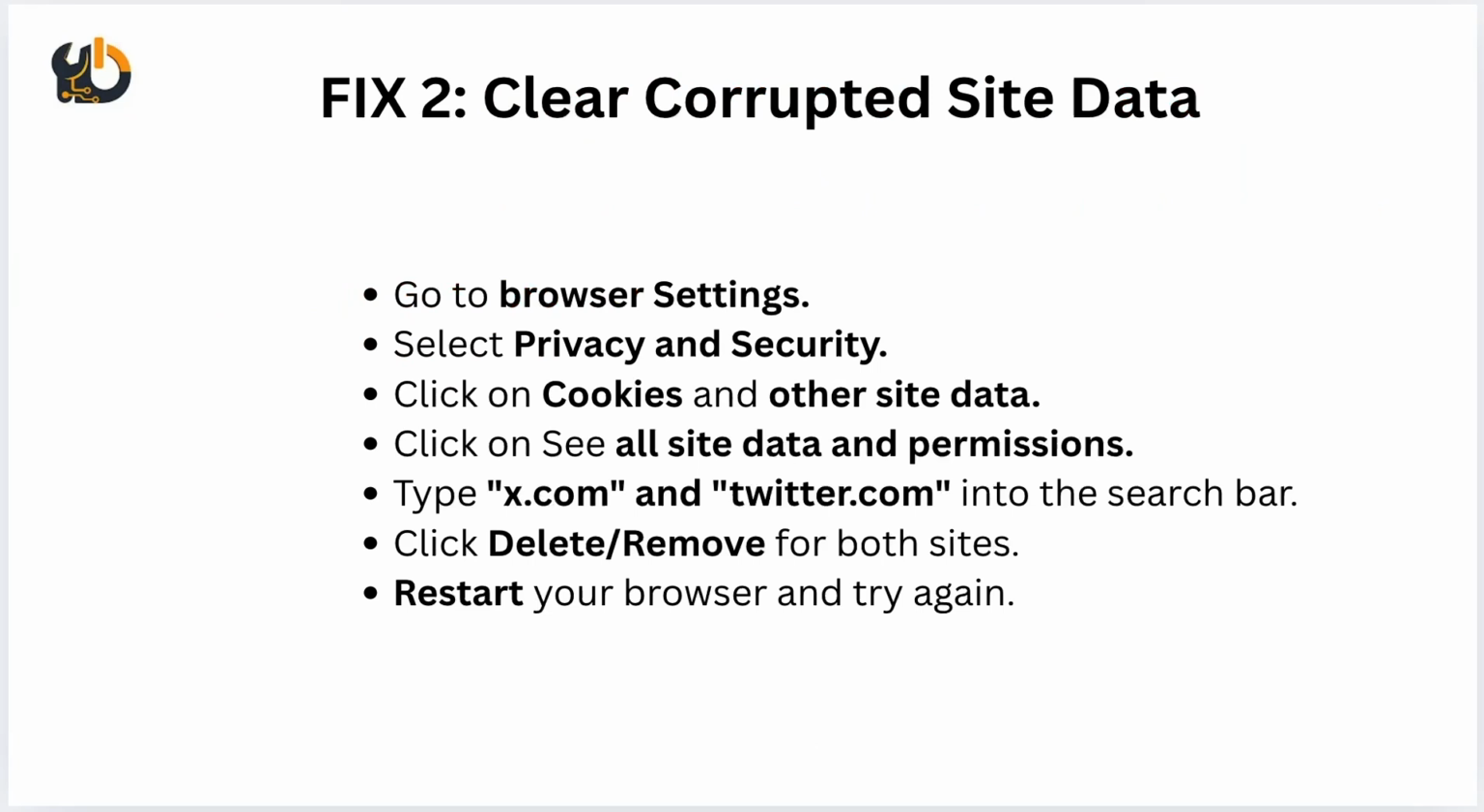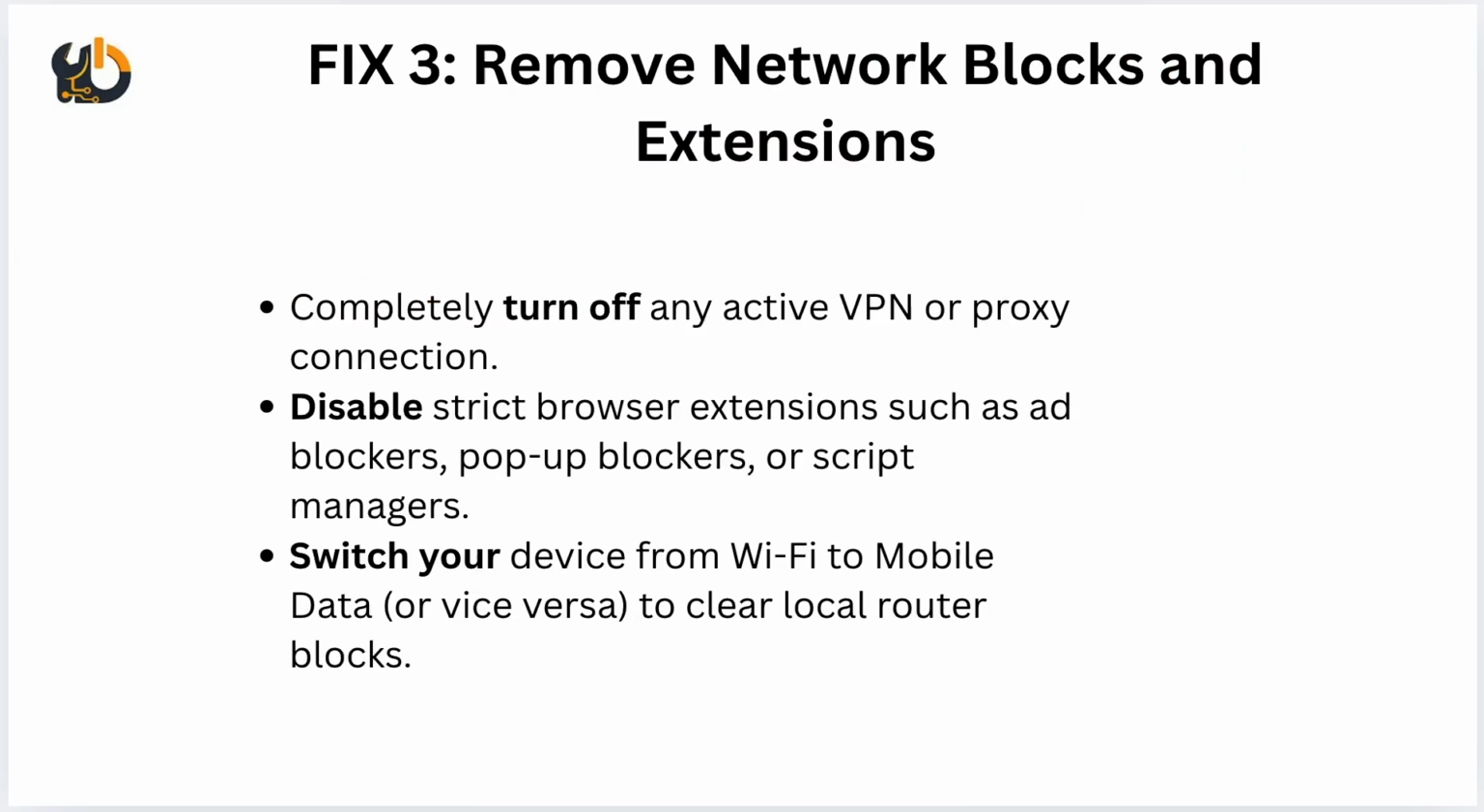Second fix is clear corrupted site data. Go to browser settings, then select privacy and security. Click on cookies and other site data. Click on see all site data and permissions. Type x.com and twitter.com into the search bar, then click delete or remove for both sites. Restart your browser and try again.